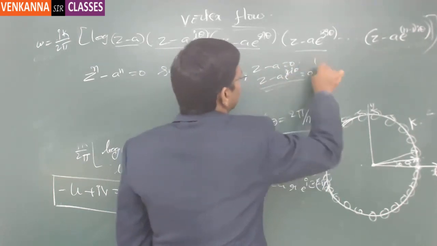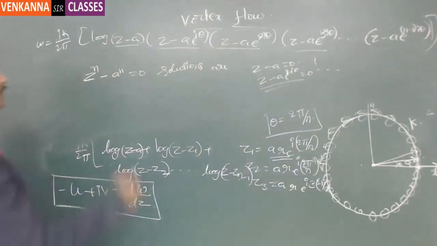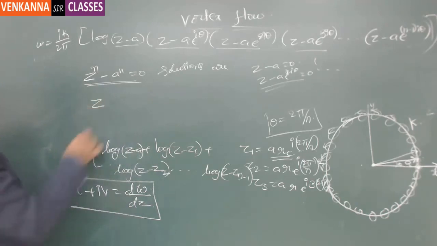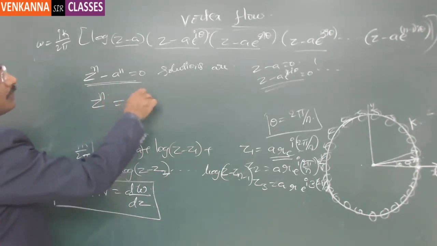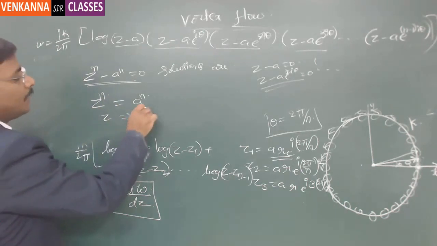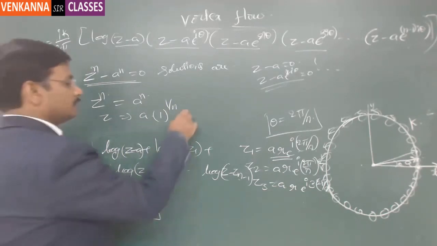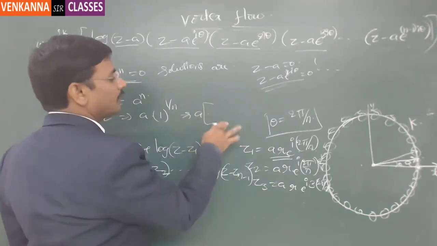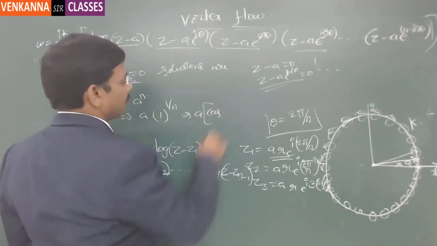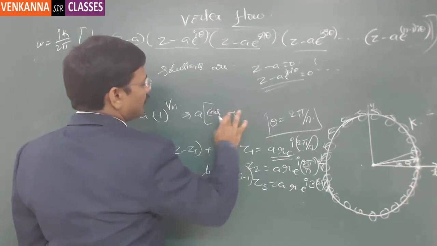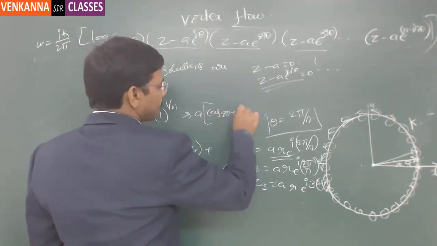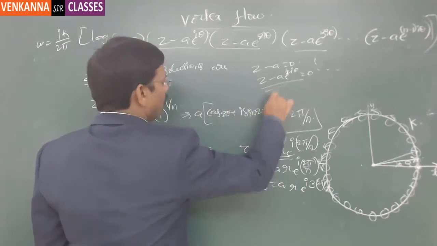Now all these things, whatever you see, are nothing but the solutions of this equation. Got it? How is that going to happen? I'll just show that. See this, Z power n is equal to A power n. Z is nothing but A into 1 power 1 by n. So 1 can be written as cos 0 plus i sin 0, or (cos 2π plus i sin 2π) whole power 1 by n.